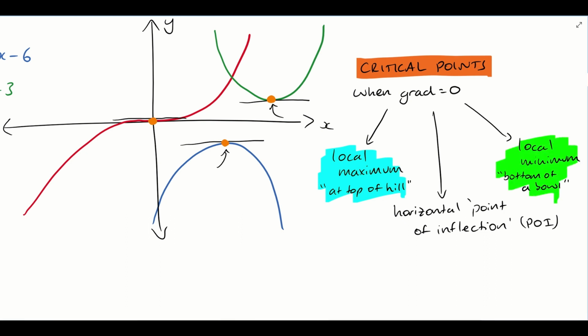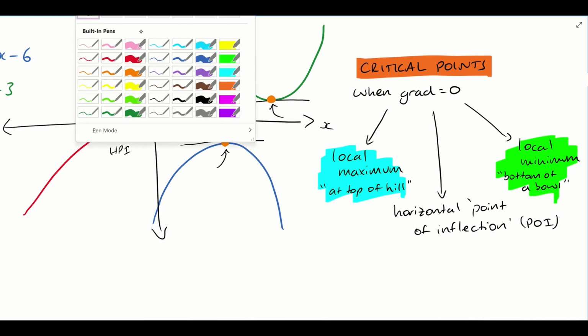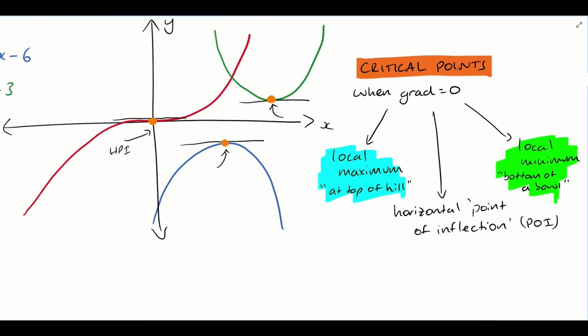And in the red is what we call a horizontal point of inflection. Okay, so that there is going to be our HPI. Horizontal point of inflection there. So I don't have a red highlighter, but I can underline this in red. Okay, so there are different types of critical points.